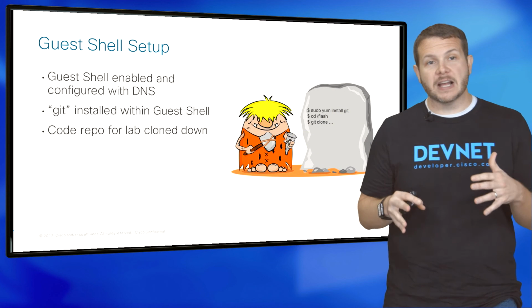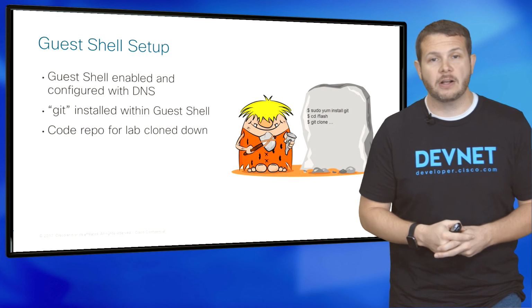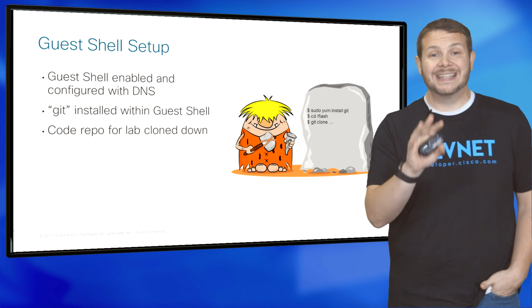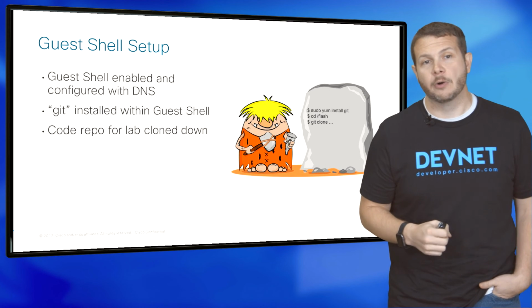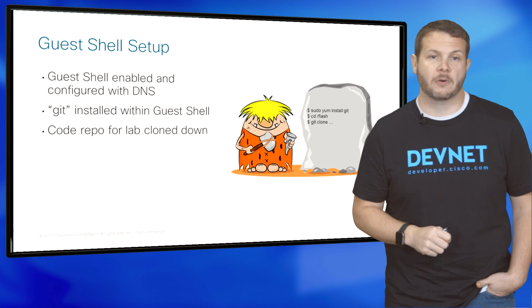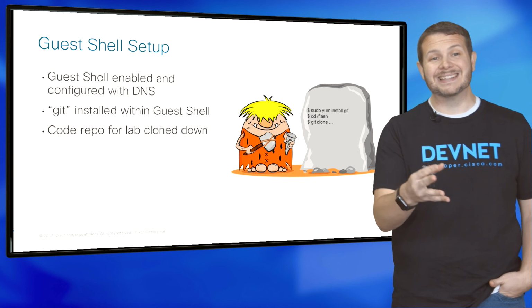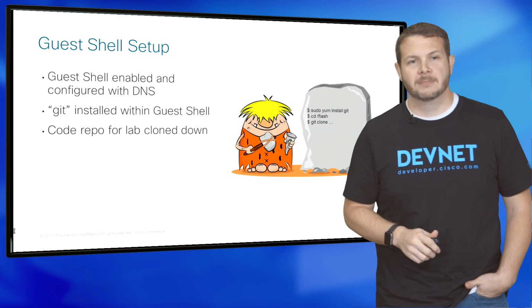Now for these exercises and what we're going to go through, we do have a bit of setup that we've already done inside of guest shell. We've enabled it and configured it for proper DNS. We've installed Git inside of that Linux environment and cloned down the entire code repo for the network programmability video course. Now, if you've gone through the previous lesson on guest shell, you've seen all the details on how to do that already.